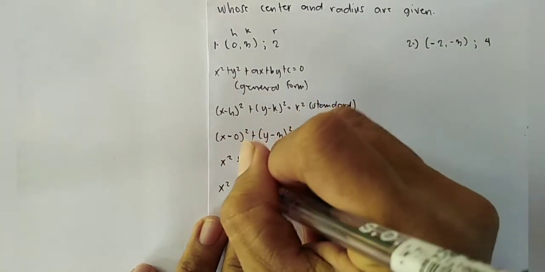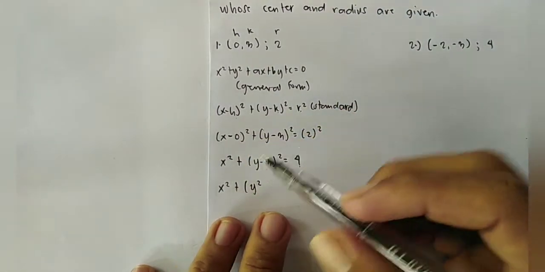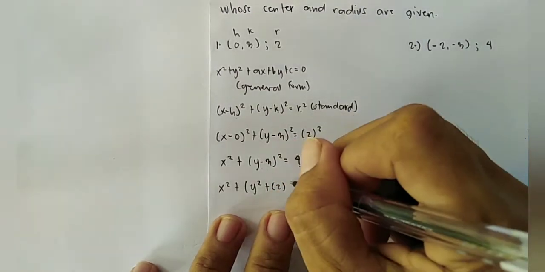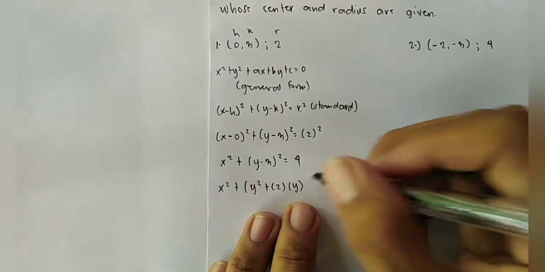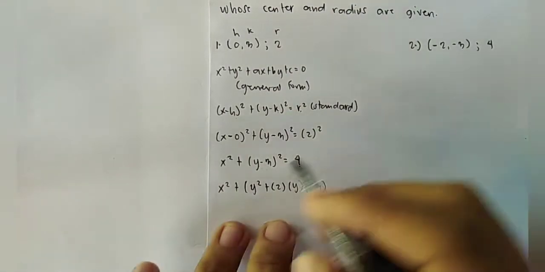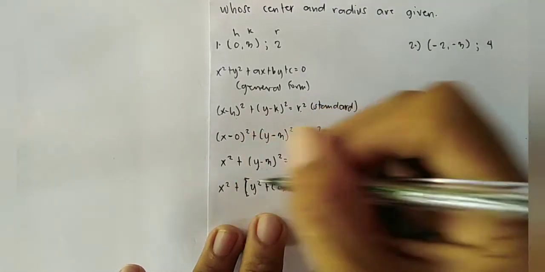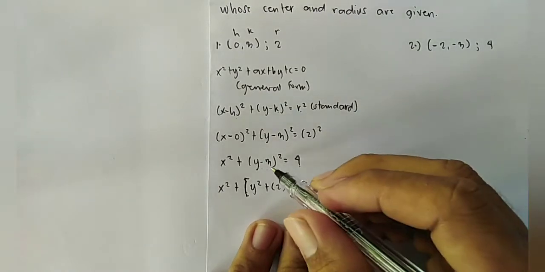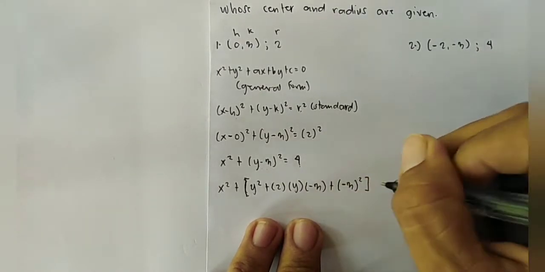The rule states that you have to square the first term, y squared, since the first term is y. Then twice the product of the first term, y, and the second term. Our second term is negative 3, so we have to use brackets here. Then plus the square of the last term, which is negative 3, squared.